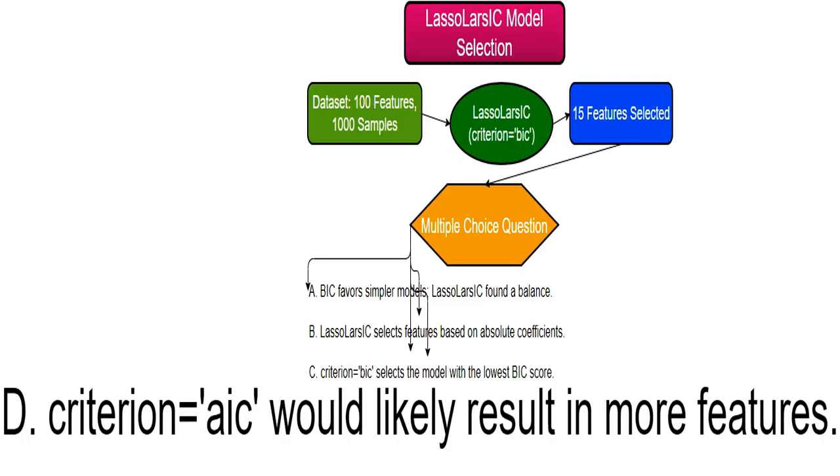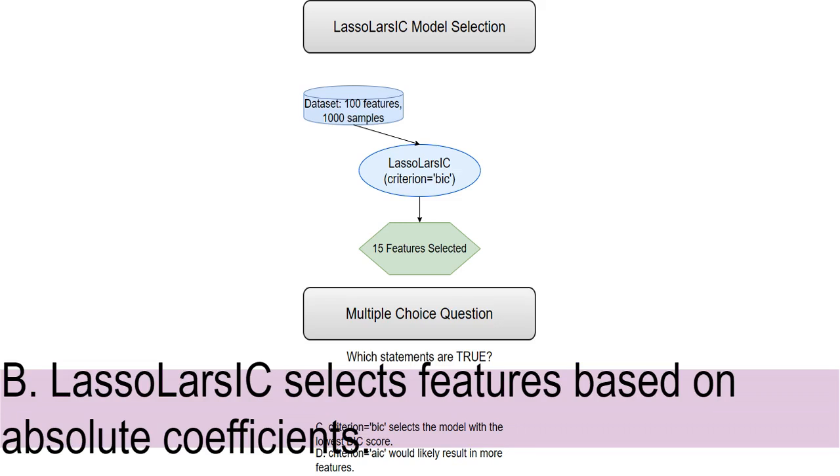Likely true. AIC, another model selection criterion, doesn't penalize complexity as strongly as BIC. Therefore, if I used AIC, I would probably end up with a more complex model, using more of the 100 features.